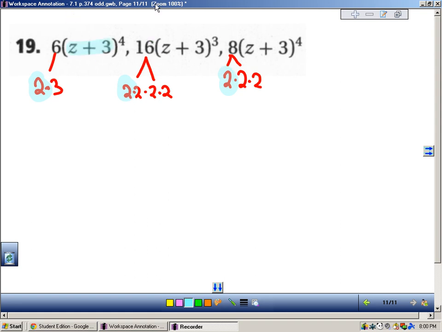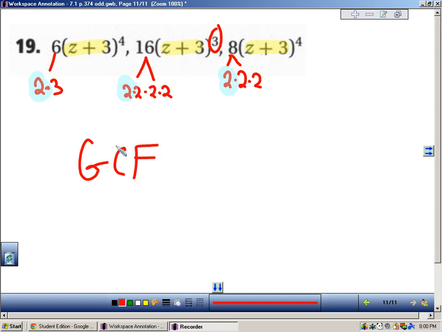Now, if we take a peek at our variables, a little more interesting here. Z plus 3, Z plus 3, Z plus 3. Which one has the lowest power? Third exponent, Z plus 3 raised to the third power. So that would be part of our GCF. And so our GCF is 2, found in all three monomials, and then the quantity Z plus 3 raised to the third power.